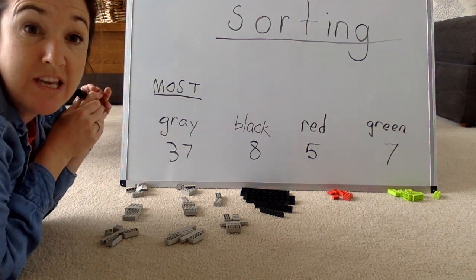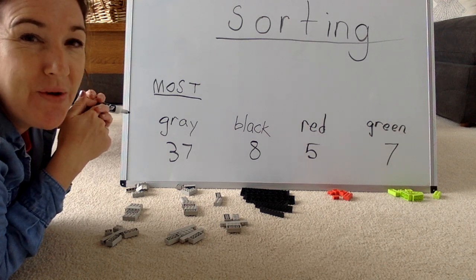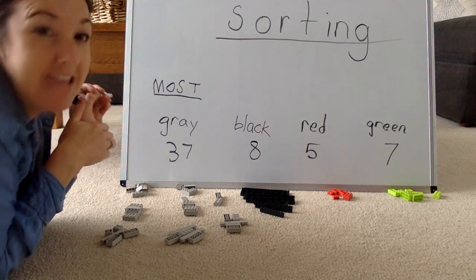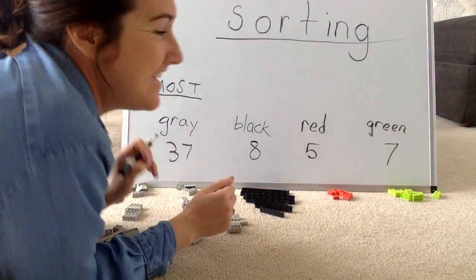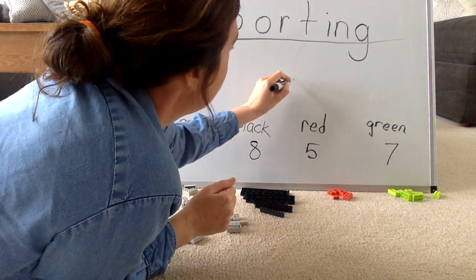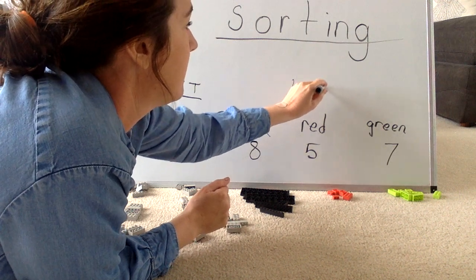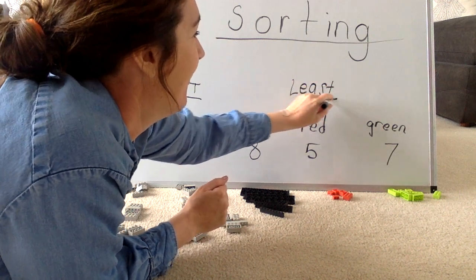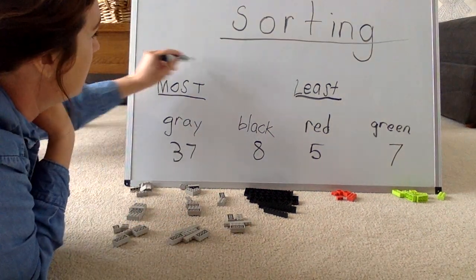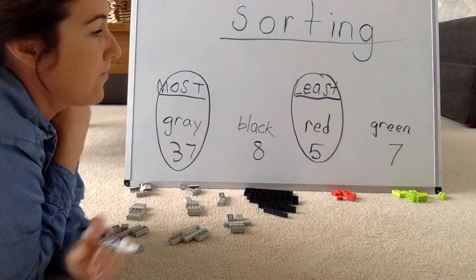And which one do I have the least of? I bet you know. Which one is it? R-E-D, red. I can spell red. You're right. Least. Oh, this is going to be hard to write. Least. Oh, that got really sloppy. Okay, so I have the most gray. I have the least red.